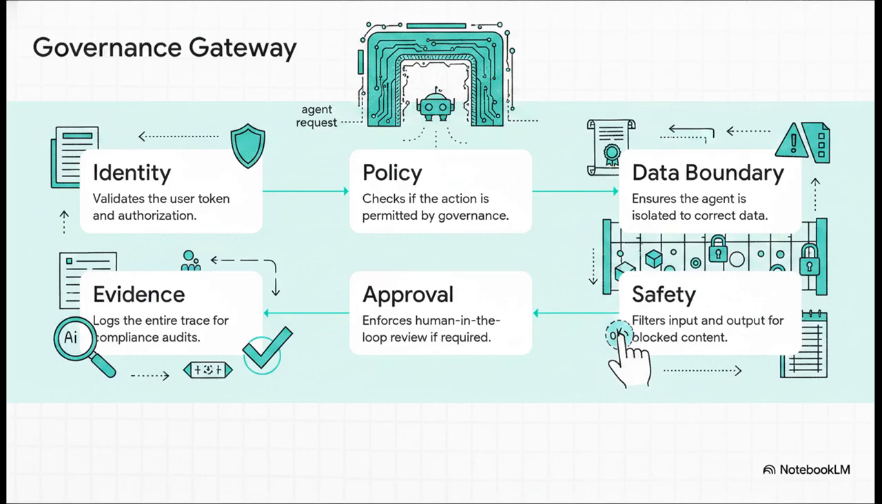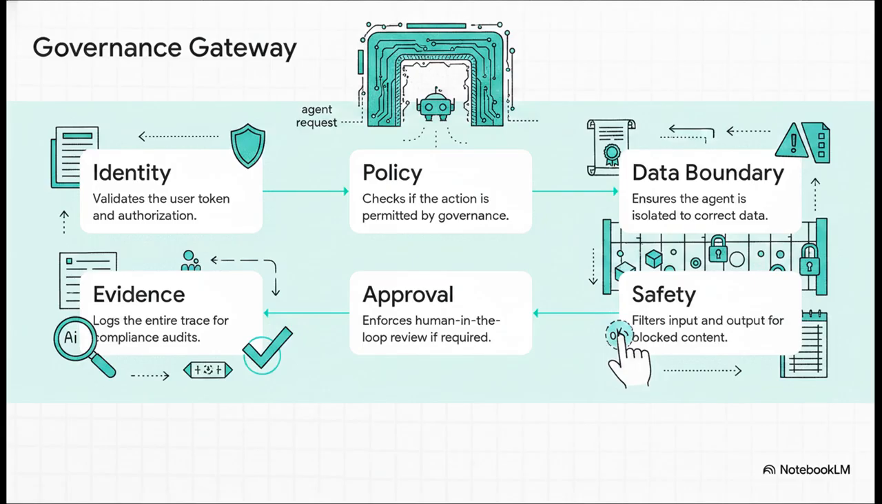I want you to think of this as a strict digital gauntlet. Every single action request from an agent must survive 6 check stations: identity, policy, data boundary, safety, approval, and evidence. Picture what the bot actually experiences here. It steps up, gets its identity checked against the directory, has its target verified against company policy, proves it isn't crossing a data boundary, passes a safety filter, waits for human approval if required, and logs the receipt.